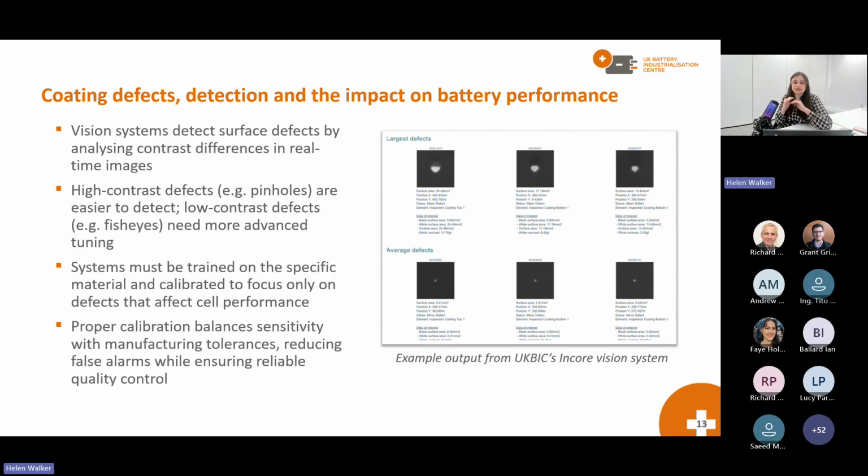What is important is that your system is calibrated on your material and that you've set that threshold correctly. You want to be spotting the defects that are going to affect your cell performance. You don't want to be picking up small defects or just noise. So yes, it's very, very important that we calibrate our vision systems correctly.